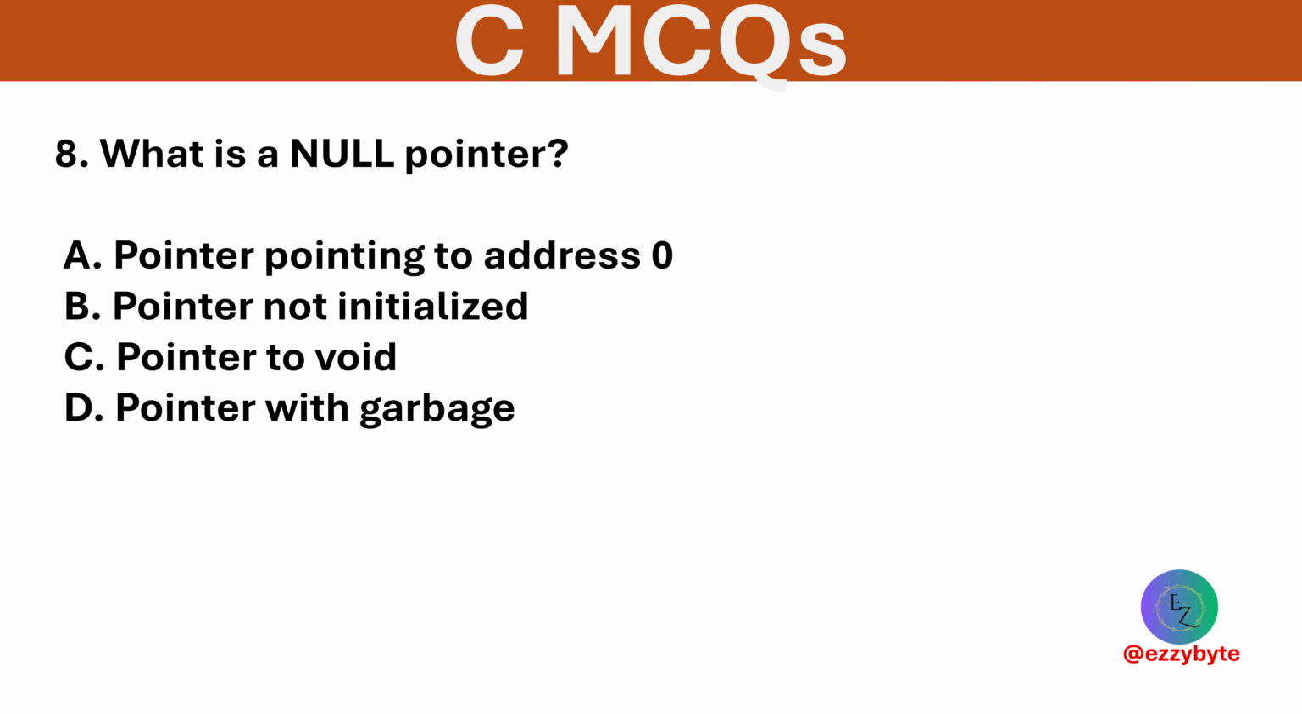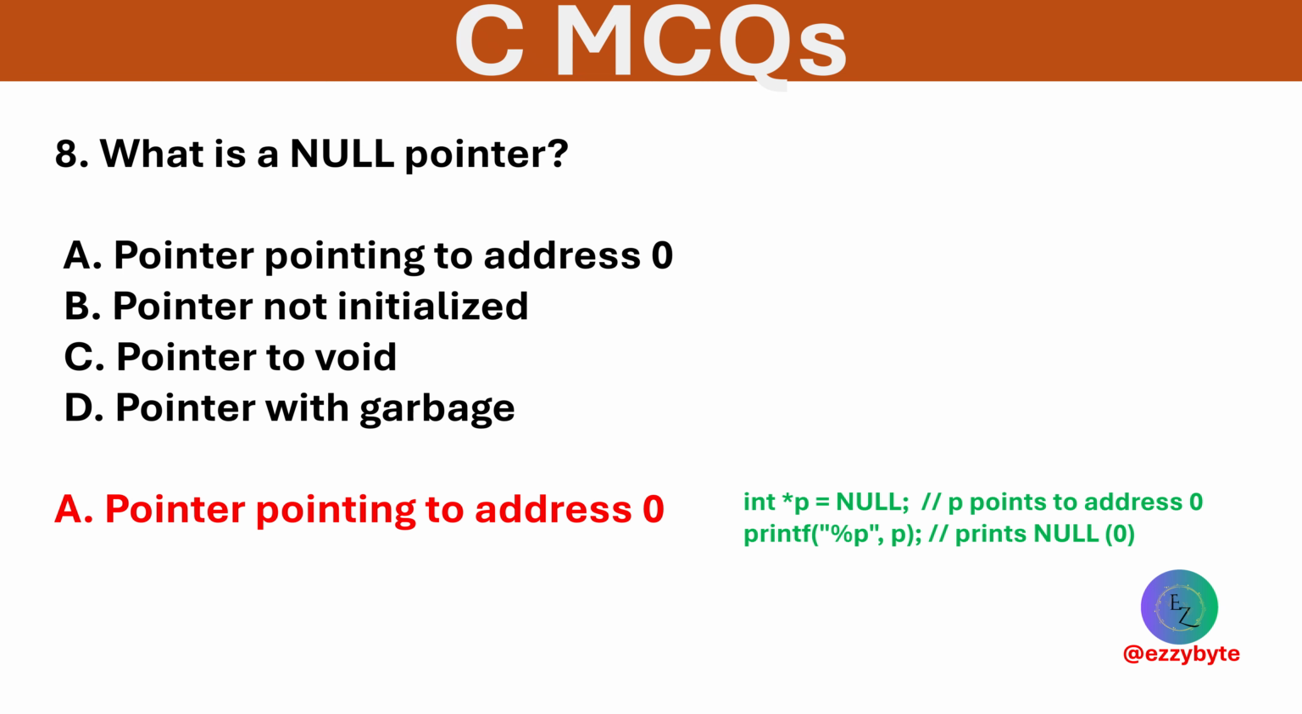What is a null pointer? Options are pointer pointing to address 0, pointer not initialized, pointer to void, and pointer to garbage. Option A is correct. Null pointer points to nothing.